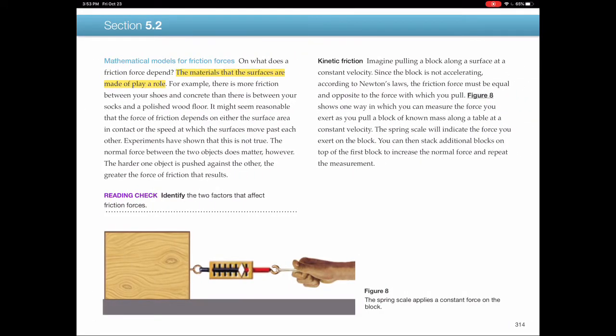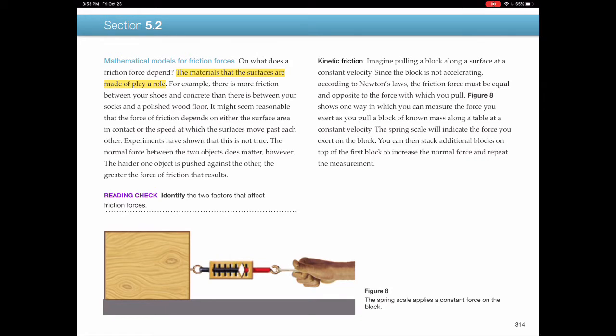So let's see, what determines the force of friction? The materials the surface is made of definitely play a role. If you have two really sticky surfaces, like shoes and a floor, that will have a very, very high frictional force. On the other hand, if you have something that's very slippery, if you had socks on a polished wood floor, that would be a very low friction force.